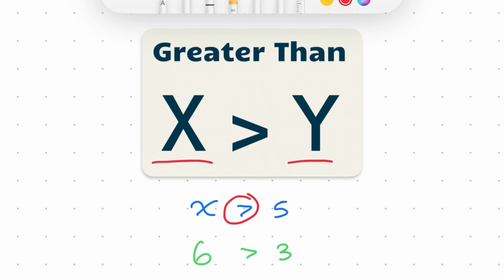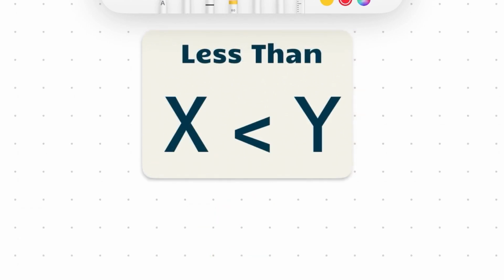In this case, we know that this inequality is true because the value of 6 is larger than the value of 3. What about the less than inequality? This tells us that the value on the left is smaller than or less than the value on the right. An example would be x is less than 7.